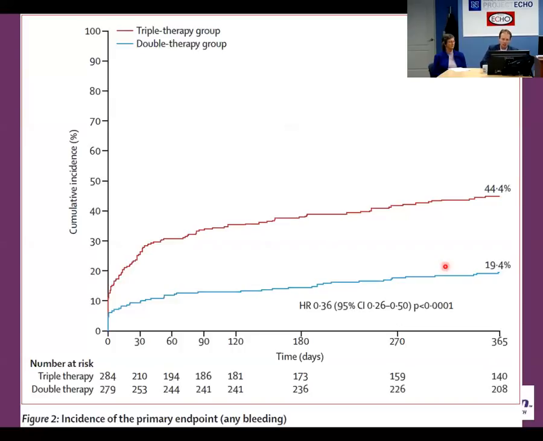They're different, obviously. But in the case of any bleeding, there's a tremendously high amount of any bleeding at 1 year with triple therapy with Coumadin. In the WOEST trial, 44%. So, there are some issues there.